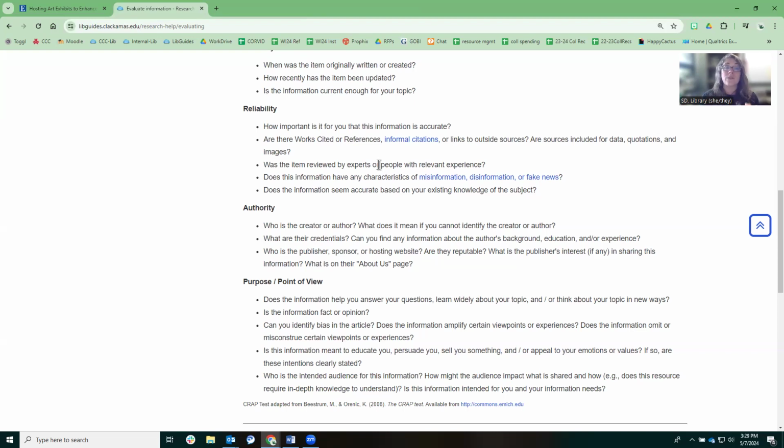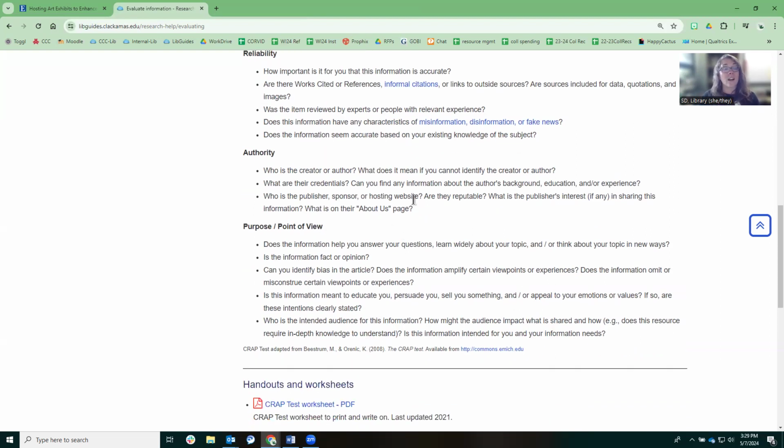So some of this reliability is a little bit of what do you know. At the same time, we need to remember when we're doing research that we might get information we don't know, and we need to be open to figuring out how to incorporate that information or potentially change our ideas about what we understand. But reliability, the easiest way is references and whether or not there are citations.